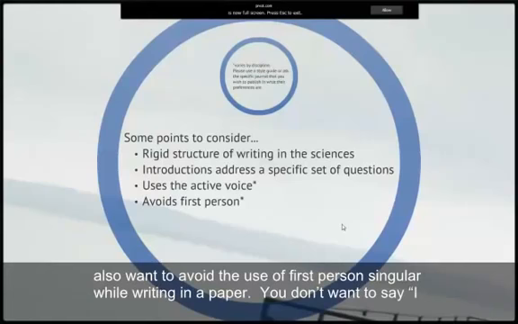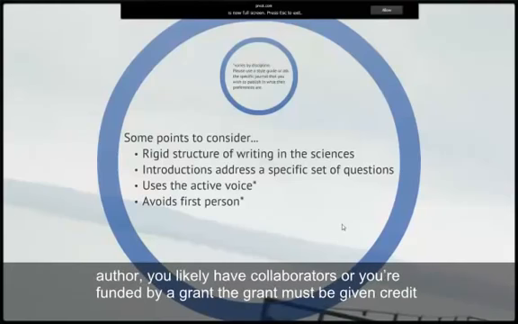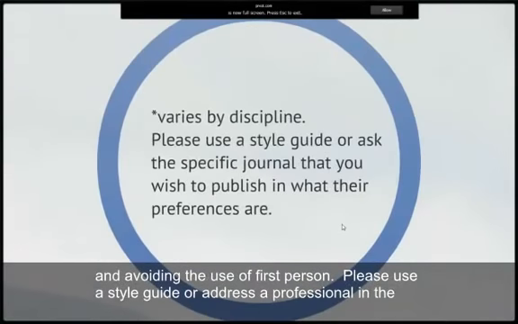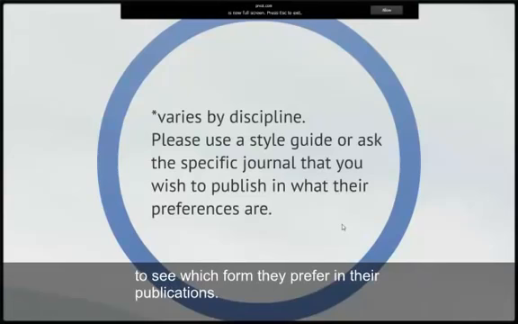You also want to avoid the use of first-person singular while writing in a paper. You don't want to say, I did this, I did that, because even if you did all of the research by yourself and published as a lone author, you likely have collaborators or you're funded by a grant, which must be given credit for the contributions they've made to your work. Again, I mentioned the asterisk by active voice and avoiding the use of the first person. Please use a style guide or address a professional in the field as to which form you should use. You can also contact the journal you would like to submit to see which form they prefer in their publications.